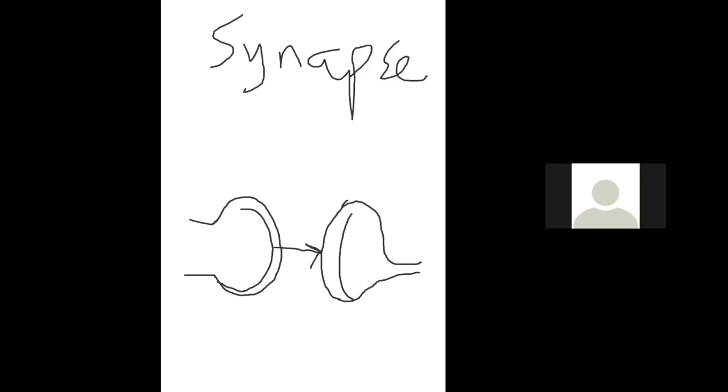This is a synapse. So we have, this is the axon, remember? This is part of the axon. Now, let me illustrate something here using the motor neuron.